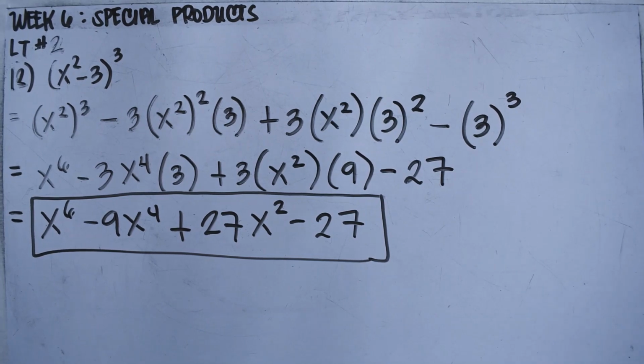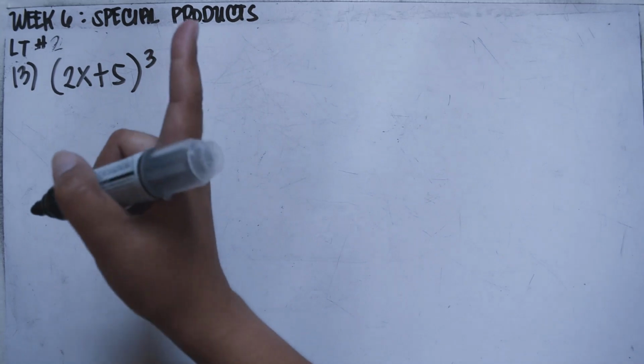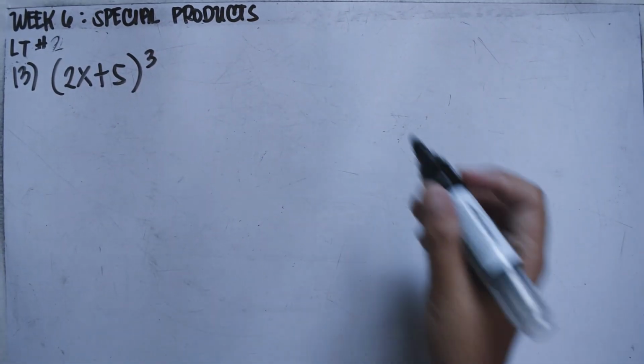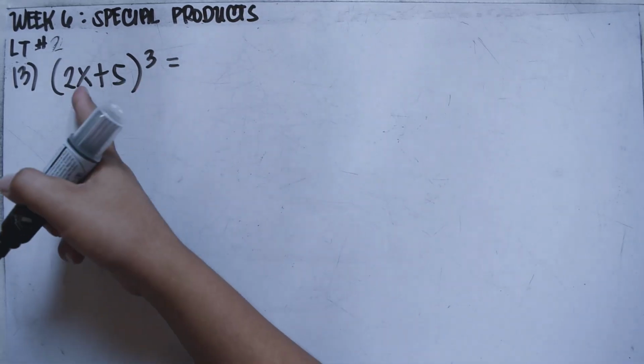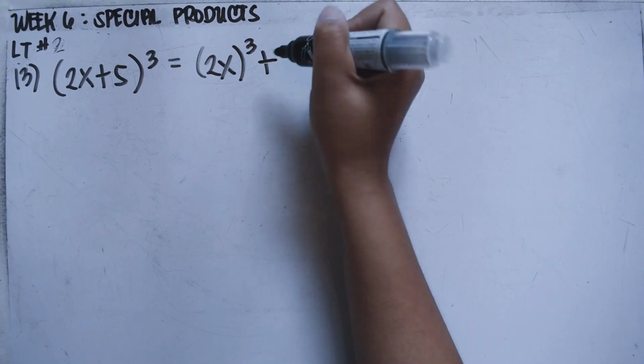Let's now proceed with number 13. Ayan, so number 13 is also an example of a cube of a binomial. Mas madali dahil positive po siya. So apply lang natin ulit yung katulad nung kanina. So sabi natin, cube of a binomial, cube the first term. So we have 2x cubed. Then laging positive dahil positive.